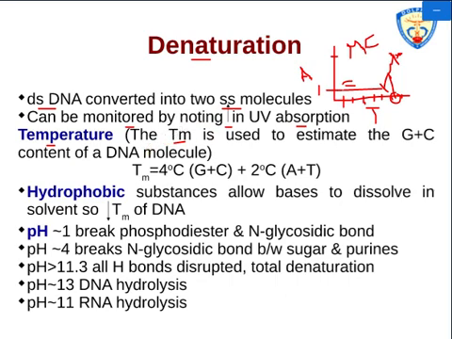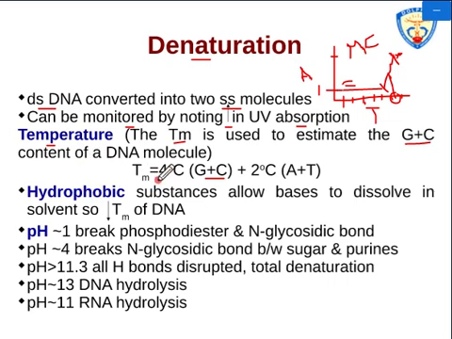For example, a DNA molecule which has high GC content. High GC content means guanine cytosine. We know there is a triple bond between guanine and cytosine. So to break that bond, you will require more amount of energy or more amount of heat. So a DNA which is GC rich DNA will require more temperature for melting, and therefore the Tm will be high. So more is the GC content, more will be the melting temperature. More is the AT content, less will be the melting temperature. So denaturation can be used to study the GC content of a DNA sample.